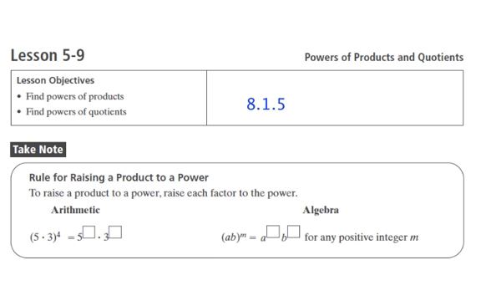The rule for raising a product to a power. To raise a product to a power, raise each factor to the power. So 5 times 3, that quantity to the 4th power, is 5 to the 4th power and 3 to the 4th power. ab, in parentheses to the m power, is a to the m power and b to the m power.